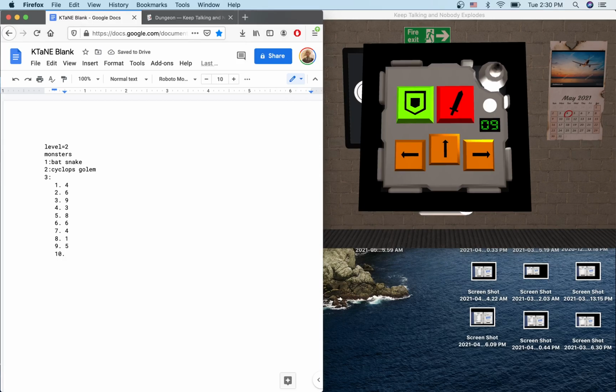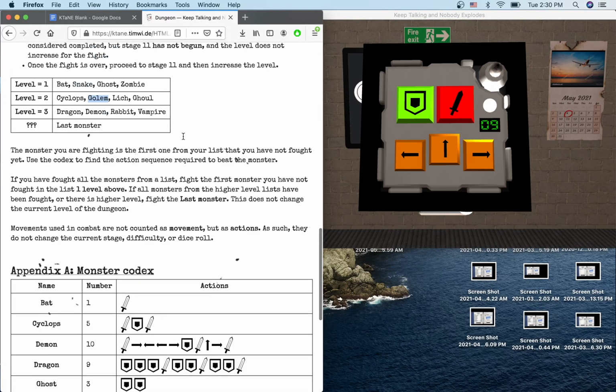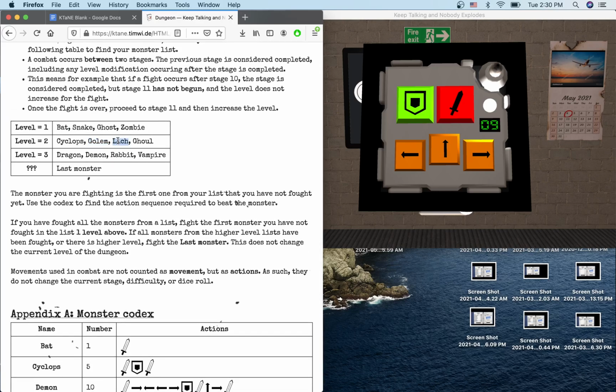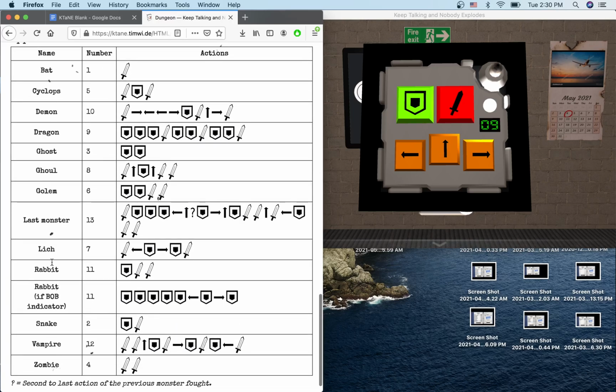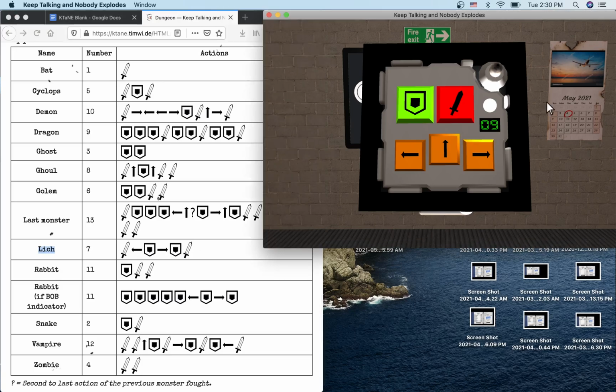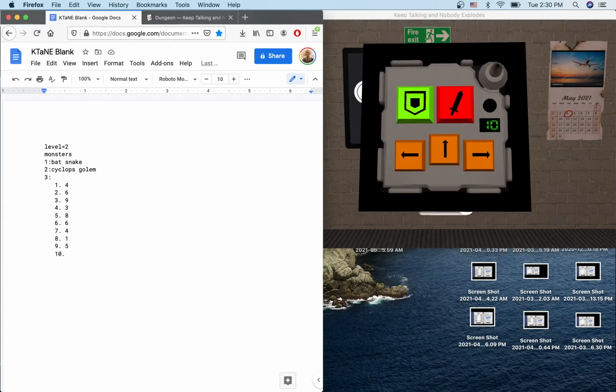Now, stage 10. Well, we don't get to stage 10 because we have yet another monster to fight, which is, again, we're still in just level 2. Third monster in the list, since we fought the first 2, it's going to be a Lich. A Lich is going to be sword left, block right, block sword. Write that down.